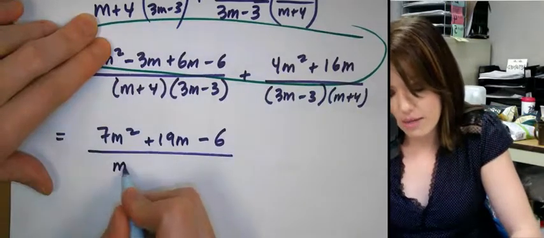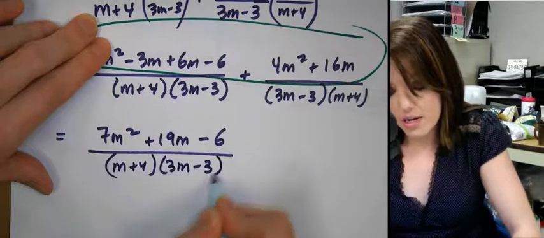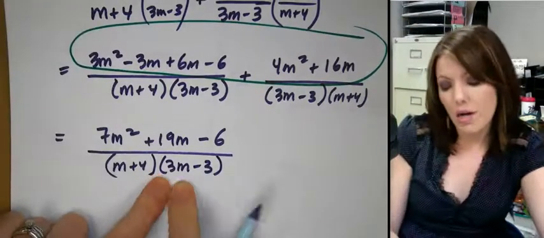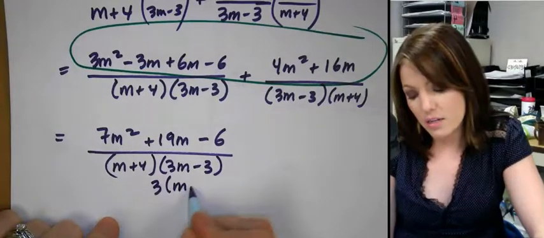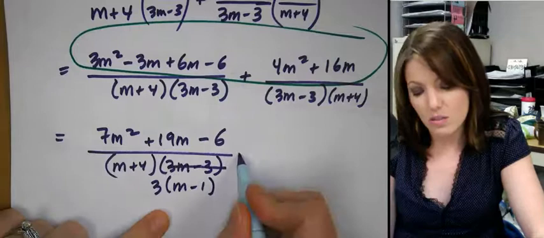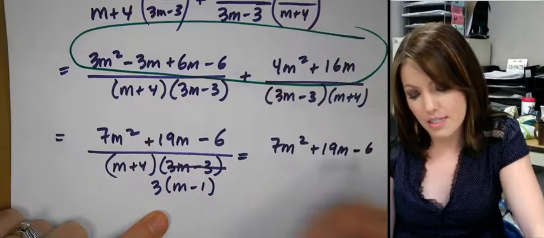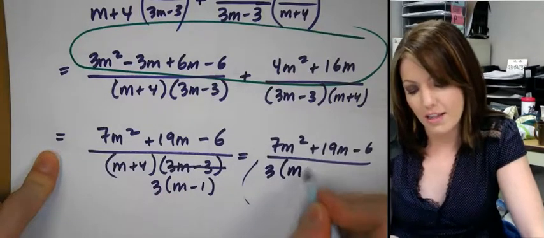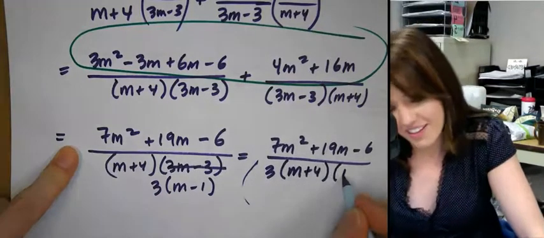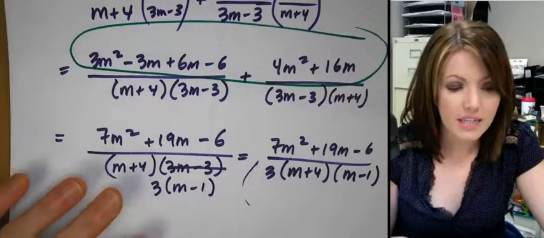And on the bottom we have an m plus 4 and a 3m minus 3. Now, I notice on the bottom that I can actually factor a 3 out of this 3m minus 3 to get 3 times m minus 1. So I want to do that. 7m squared plus 19m minus 6. I'm actually going to move the 3 up to the very front. Ooh, whoops, I lost my pen a little bit. Okay, m minus 1.